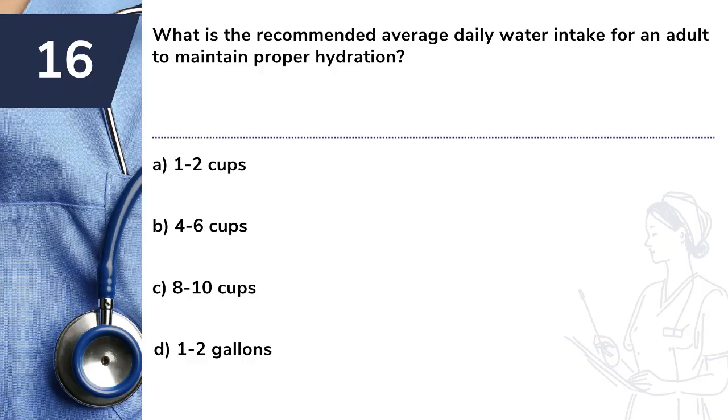Question 16. What is the recommended average daily water intake for an adult to maintain proper hydration? A. 1 to 2 cups. B. 4 to 6 cups. C. 8 to 10 cups. D. 1 to 2 gallons.